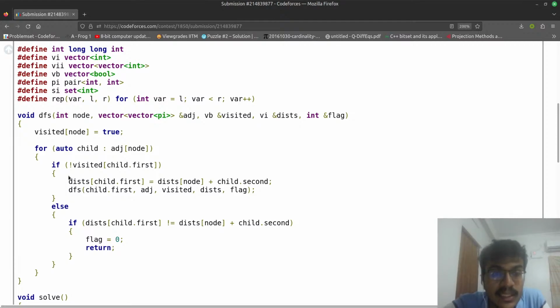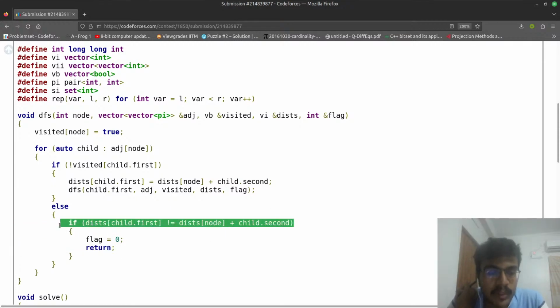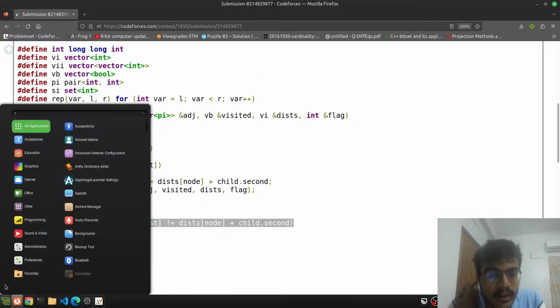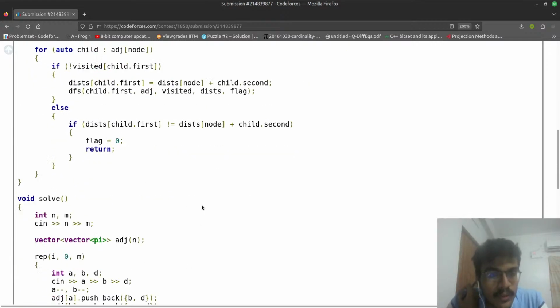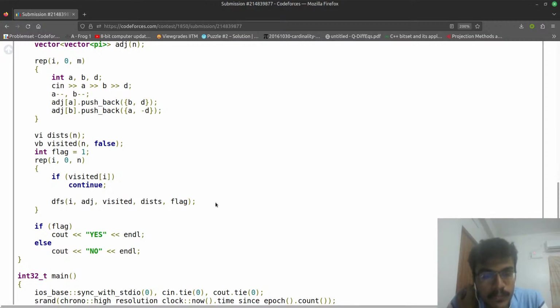But if you have visited a node before, then its distance will be known for sure. And if you know its distance, we're checking if distance of child dot first is not equal to distance of node plus child dot second. If they're equal, we are good. But if they're not equal, I'm setting this variable called flag equal to 0. So the flag variable keeps track of whether this is possible or not. If flag is equal to 0, then I'm returning. So hopefully that's clear.